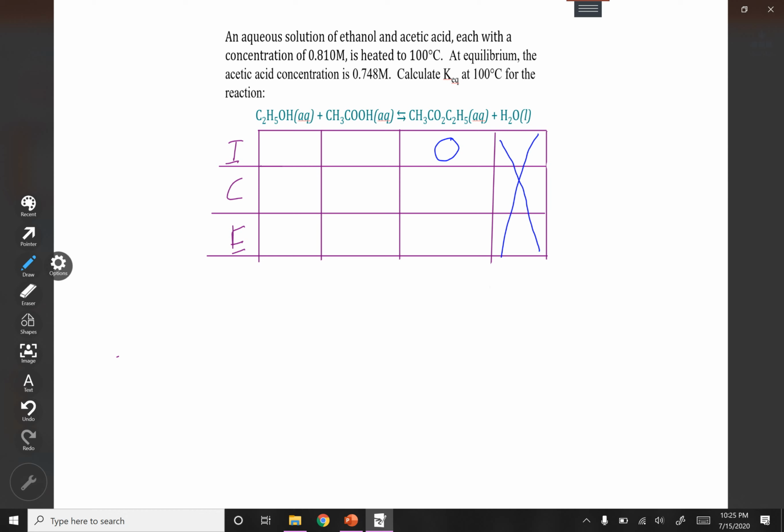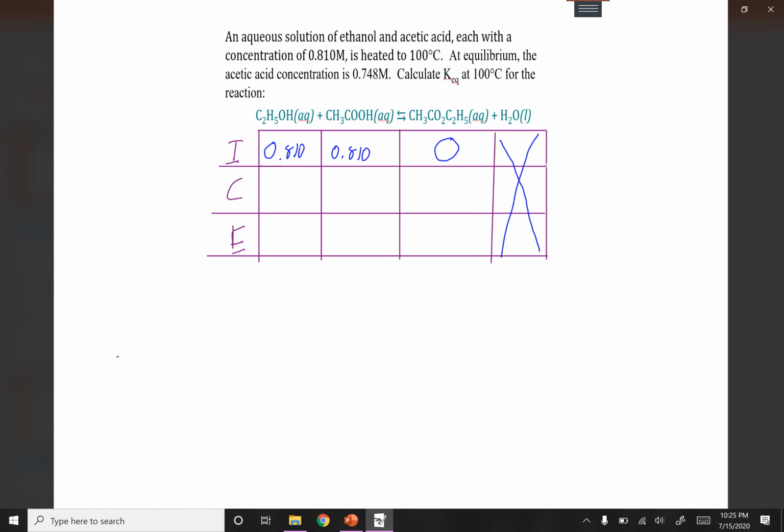And now we can fill in what we do know. So it also tells us that we start out with 0.810 and 0.810, and those are in molarity. I'm going to leave off the units just to save some space, but those are both in molarity. And what we do know is that the acetic acid concentration at equilibrium is 0.748.